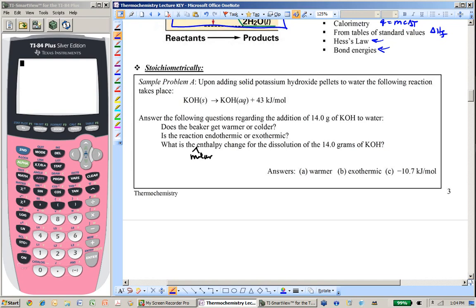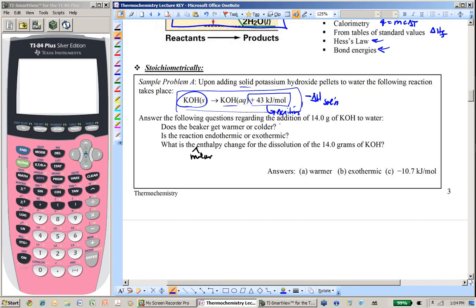So here we go. Upon adding solid potassium hydroxide pellets to water, the following reaction takes place. So you put this in water, and we make KOH aqueous. So this is a delta H of solution, to tell you the truth. And it is positive coming off as a product, so you have to be careful with this. They wrote this as one big happy equation. So that heat is exiting as opposed to entering as a reactant. It's exiting the system. Therefore, it is a negative delta H solution.